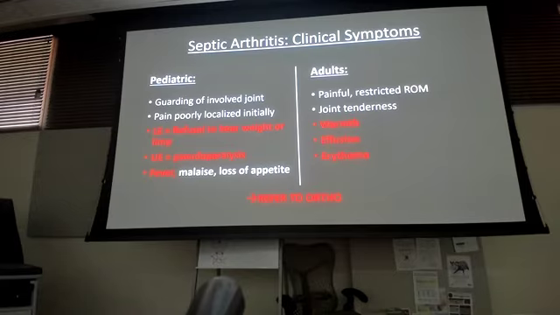All right, so clinical symptoms, pediatrics. Again, guarding of the involved joint. Gosh, this sounds like osteomyelitis of the proximal metaphysis. How do I differentiate it? Pain is poorly localized initially. If it's lower extremity, they refuse to bear weight or they limp. If it's upper extremity and a pediatric patient's elbow is septic, do you think they're going to want to use that arm? No. They may move with the shoulder, they may move with the wrist and hand, but they definitely don't want to move the elbow.